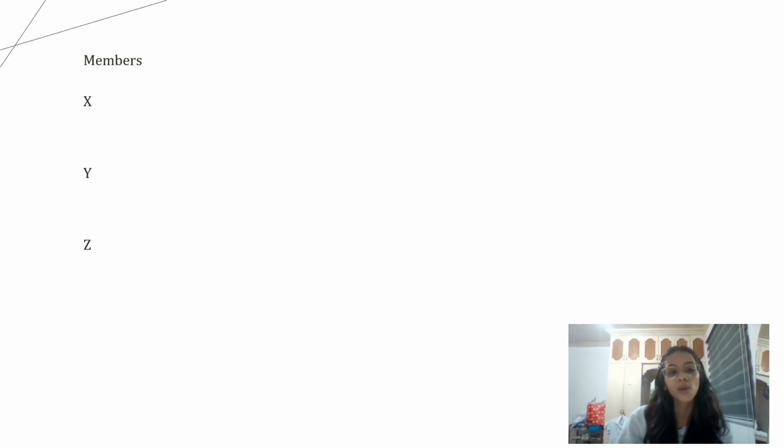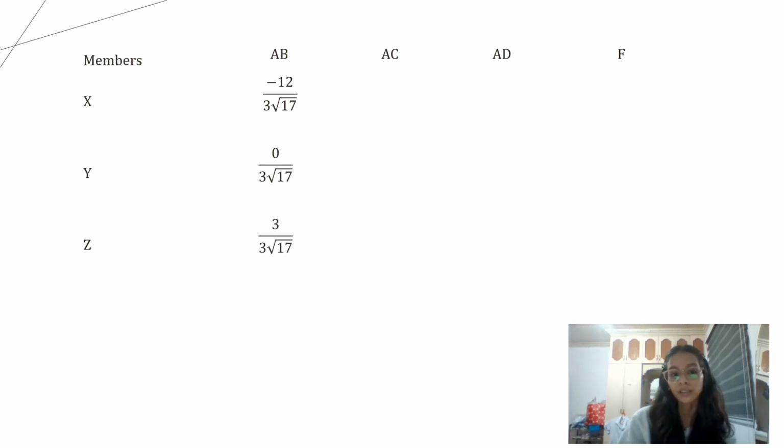Next, we have to determine the forces. For members X, Y, Z, we have AB, AC, AD, and force. For our member AB, X is negative 12 over 3 square root of 17, Y is 0 over 3 square root of 17, and Z is 3 over 3 square root of 17. And for our AC, X is negative 12 over 3 square root of 17, Y is 0 over 3 square root of 17, and Z is negative 3 over 3 square root of 17.